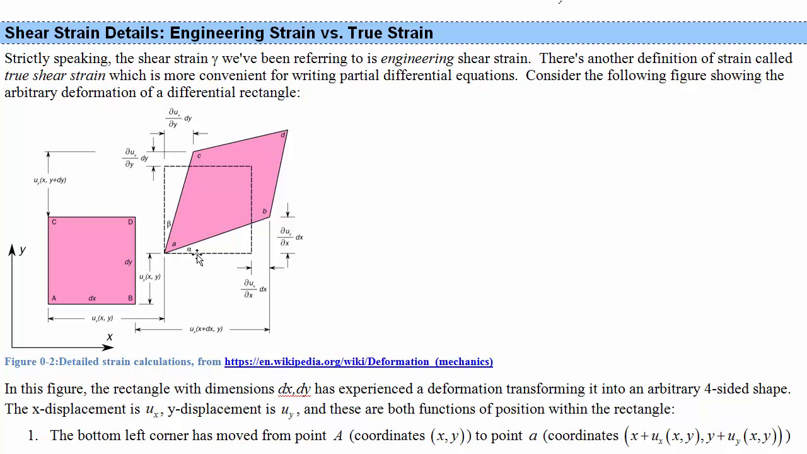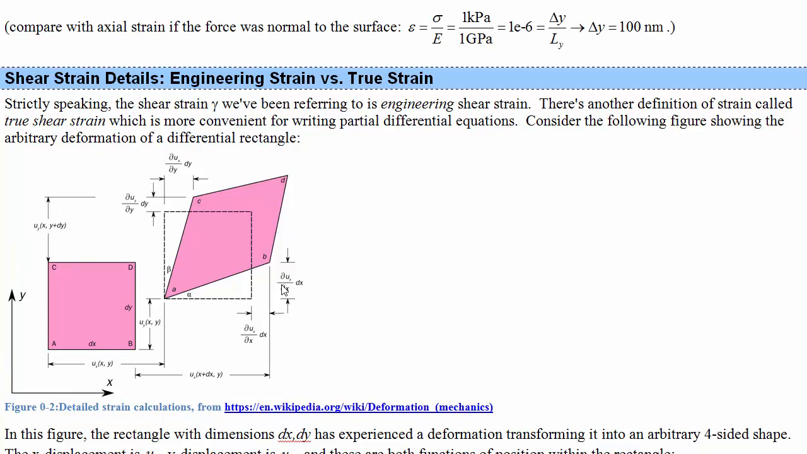Alpha here, you can see, is equal to del uy by del x times dx. And since the bottom side of this triangle is equal to dx, the original width, then alpha, the angle, is equal to del uy by del x, whereas beta is equal to del ux by del y. So these components here are the shear strains.